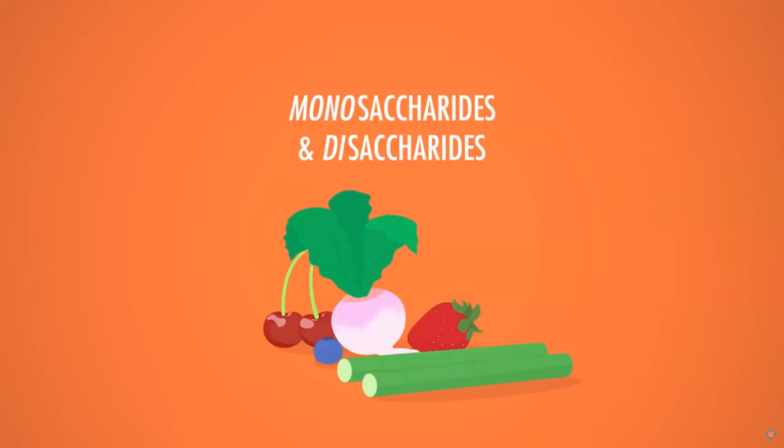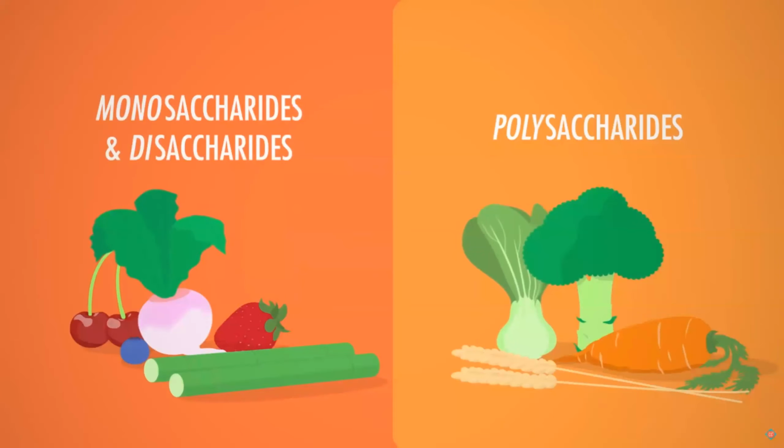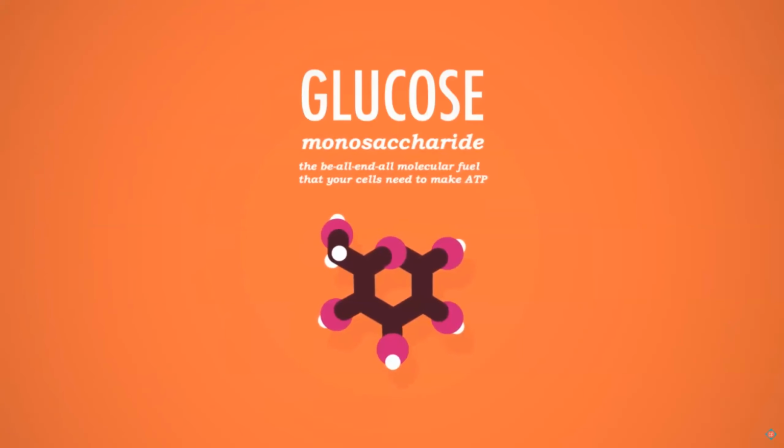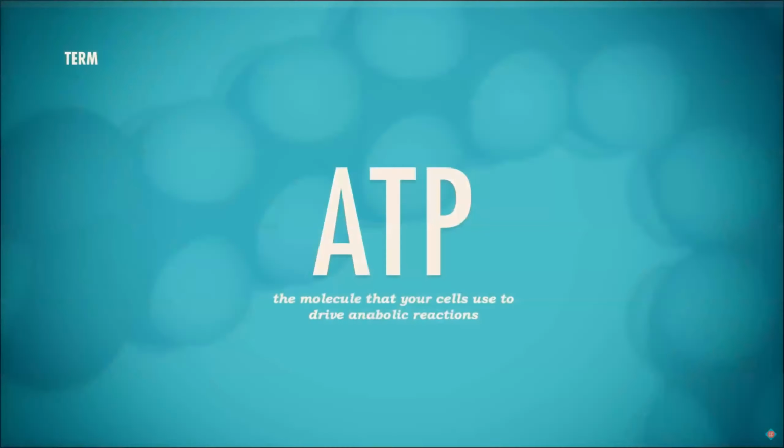Most of the carbohydrates you've ever eaten, with the exception of lactose in milk, originally came from plants. Mono and disaccharides come from fruits, honey, sugar beets, and sugarcane, while polysaccharide starches come from veggies and grains. The main thing you need to know is that the monosaccharide glucose is the be-all, end-all molecular fuel that your cells need to make ATP.